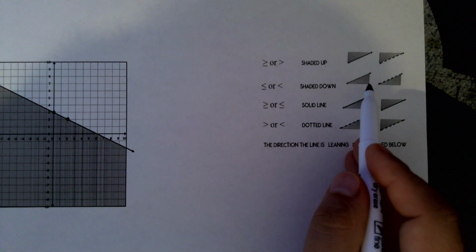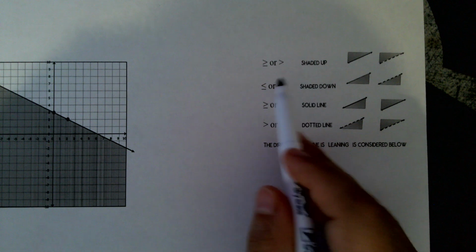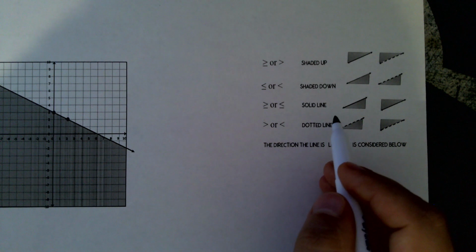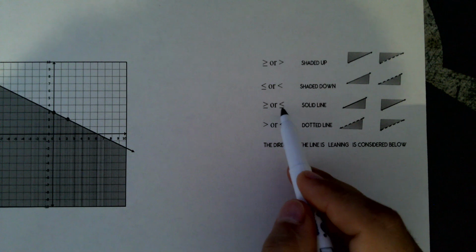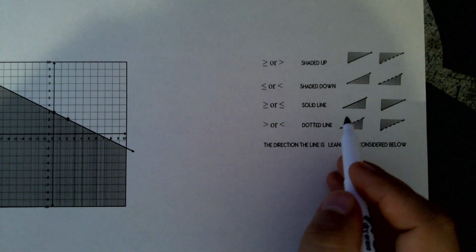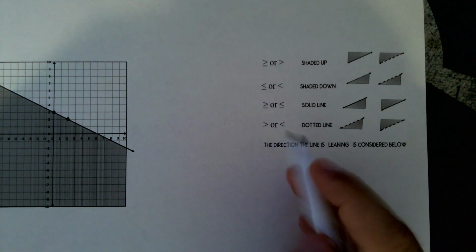But here's shaded up, which would be a greater than. Shaded down, below the line, would be less than. And then if it's a solid line, it would have an or equal to underneath of it, and if it's a dotted line, that or equal to would not exist.